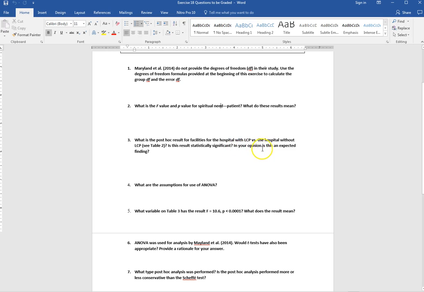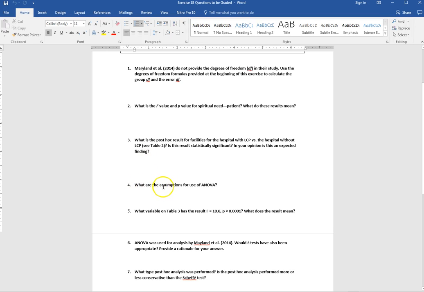And then the last thing is, in your opinion, is this an expected finding? So based on what the study was telling you and what you already know, do you expect to find this result, or was this an unexpected finding?